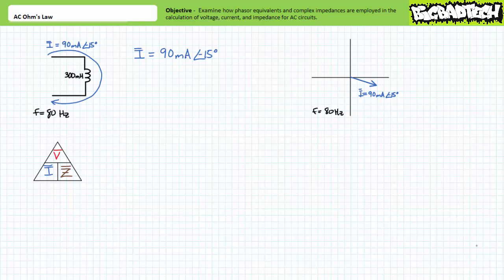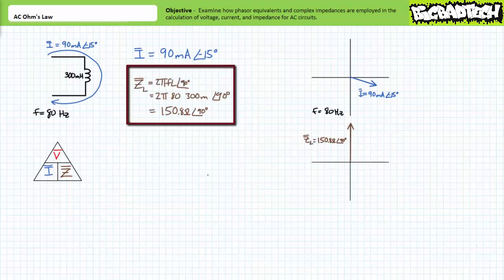First, we need to express current as a phasor equivalent. We know the effective value is 90 milliamperes, and we've been told it lags some previously agreed upon reference point by 15 degrees. Let's just go with this previously agreed upon reference point and call I equals 90 milliamperes at an angle of negative 15 degrees. Next, we need to express the 300 millihenry inductor subjected to 80 Hz sinusoidal AC as a complex impedance. Doing so yields Z equals roughly 150.8 ohms at an angle of positive 90 degrees.